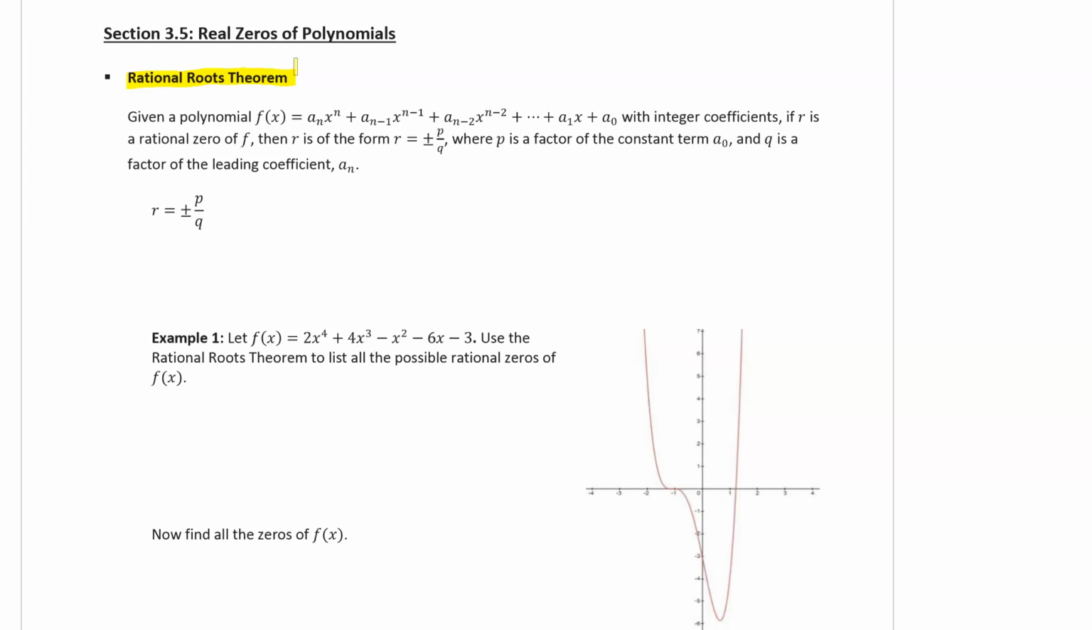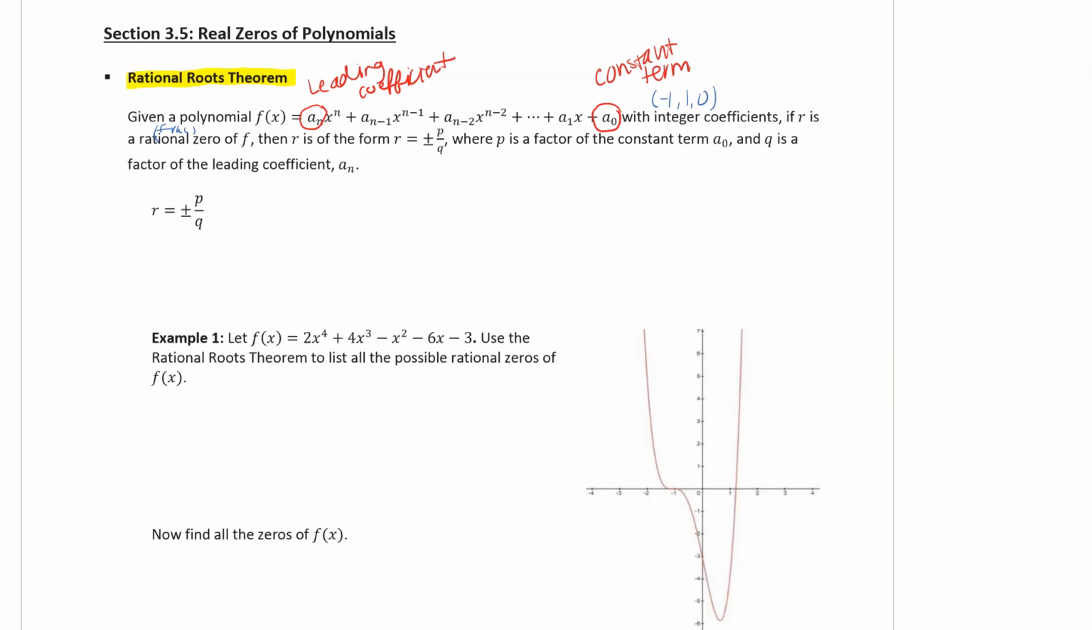So it says, given a polynomial f of x with integer coefficients, meaning numbers like -1, 1, 0, etc. If r is a rational zero, meaning it can be written as a fraction, then r is in the form r equals plus or minus p over q, where p is a factor of the constant term and q is a factor of the leading coefficient. So here's what this is saying. This front number here is known as your leading coefficient. And then if we're looking at the back, this number here is known as your constant term.